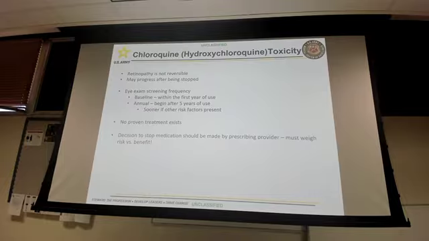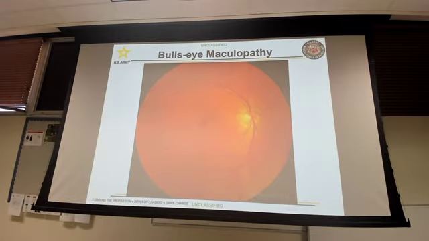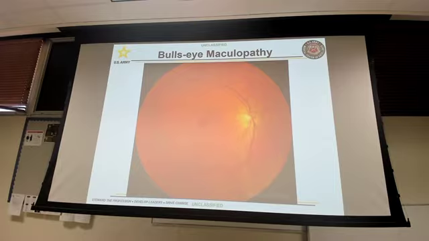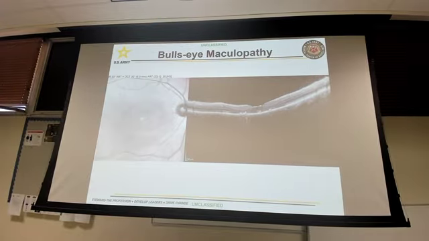All right, some pictures of bullseye maculopathy are included in your slide deck. So if you look at the macula, right, you'll see this bullseye pattern right over it. So same thing over here, this bullseye pattern over the macula. And another view of it.